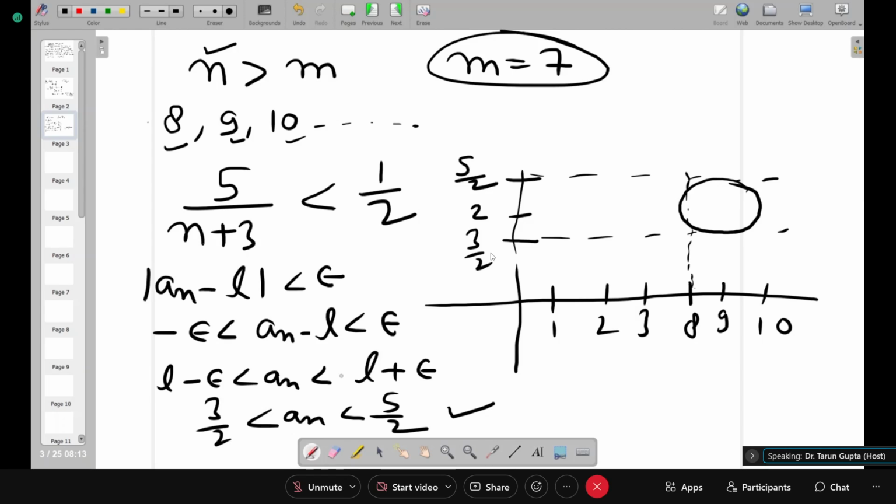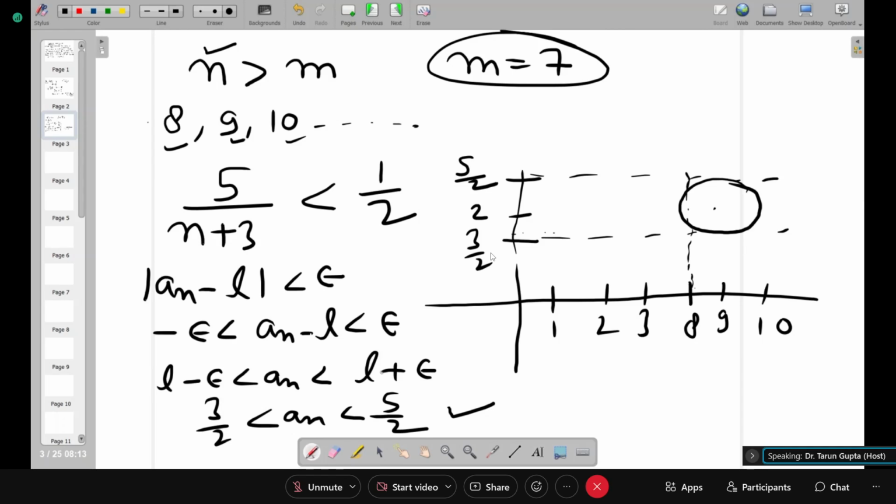Okay, so here our task is to find out m. When n tends to infinity, means n is a very very large value, then the limit will be 2. Okay, more value means this interval will be less. Okay, so this is the meaning of this definition.